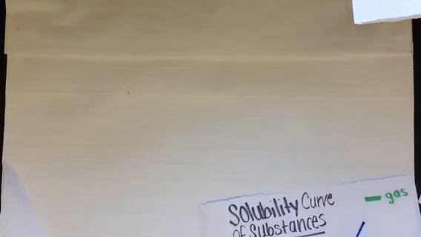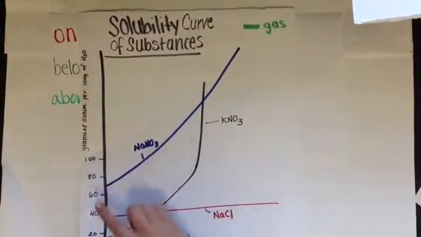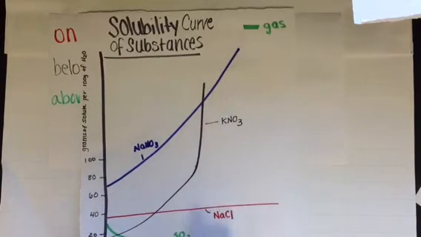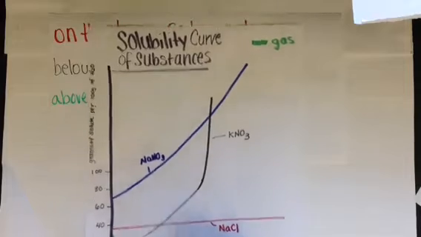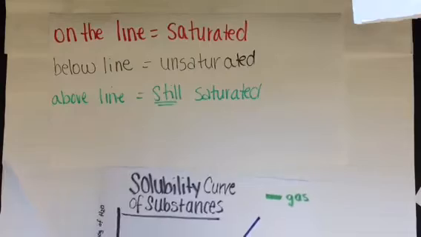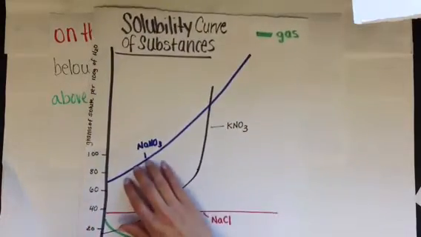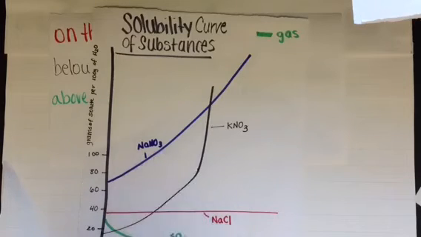Next, let's take a look at what the lines basically mean again. If we're talking about points on the line, then we've created a saturated solution. That means the maximum amount of solute that can dissolve in the solvent at that temperature. What if we're talking about below the lines? Anything below, let's say this blue line, is unsaturated for sodium nitrate.